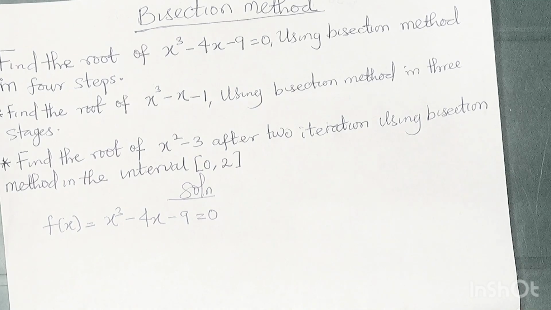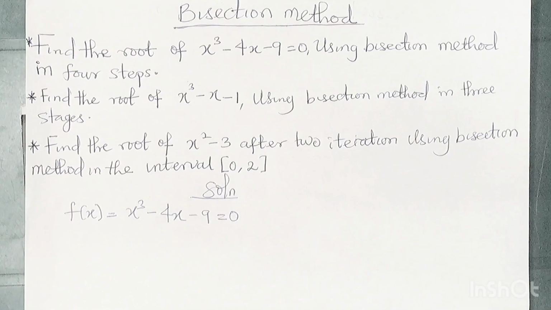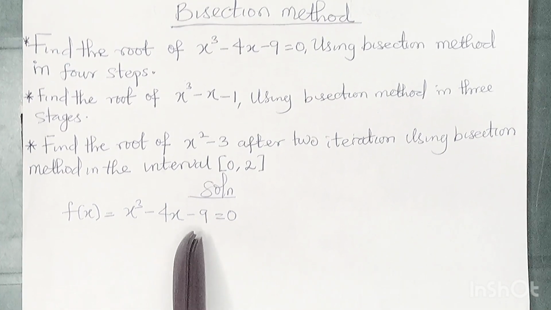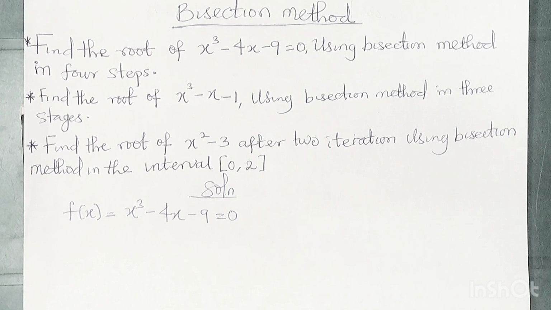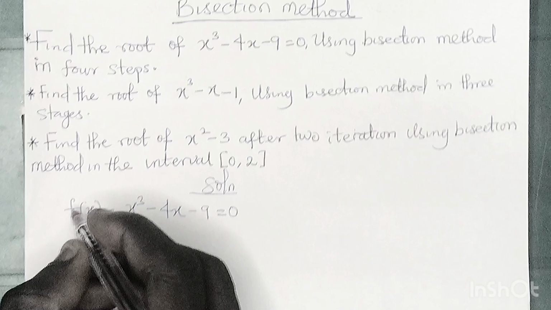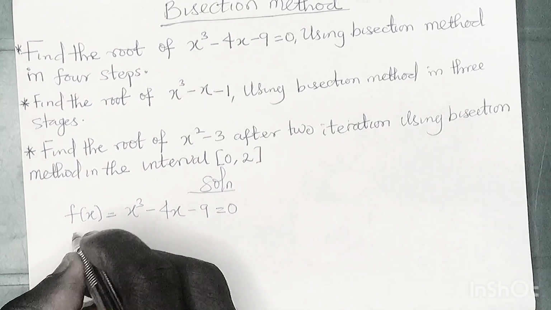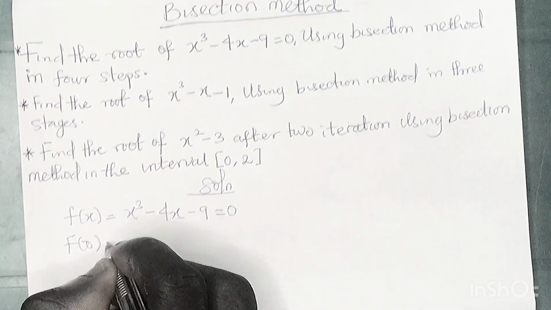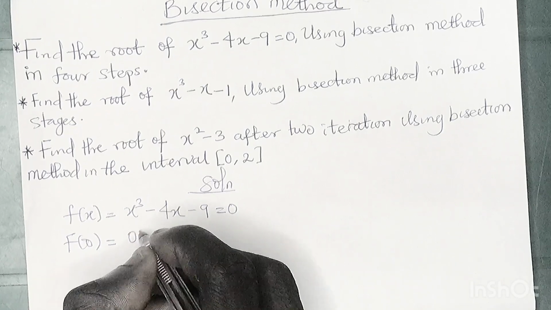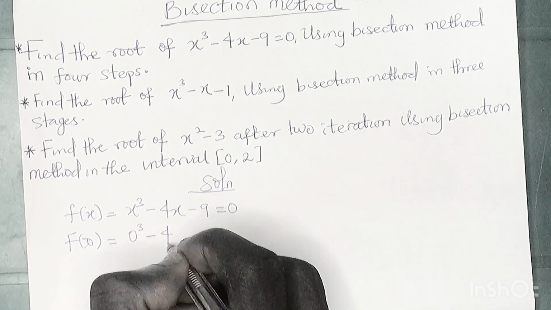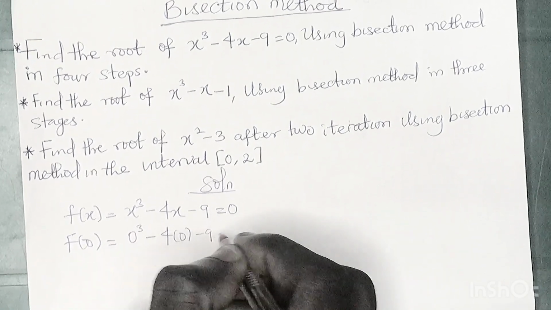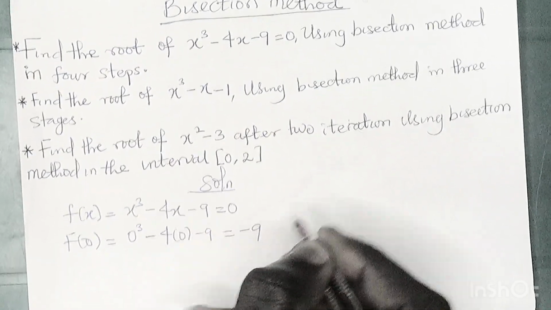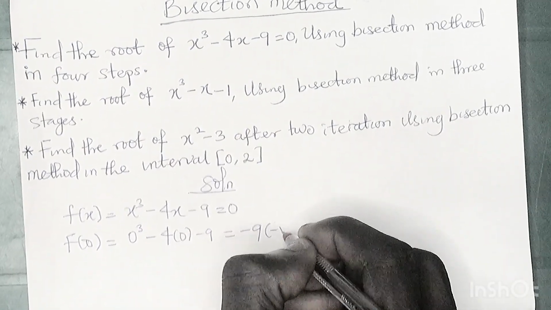The first thing you want to do is make sure that you get a negative and a positive f of a. So how will you get that? Just start with 0, so do f of 0. If you do f of 0, you are going to have 0 raised to power 3 minus 4 into 0 minus 9, which will give you minus 9. You can see that our answer here is negative.